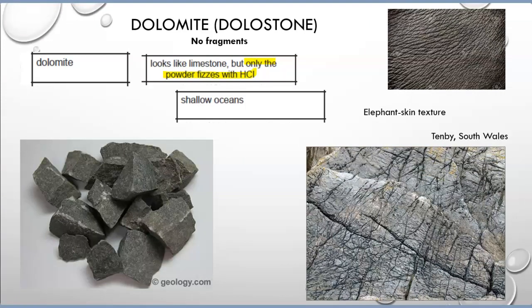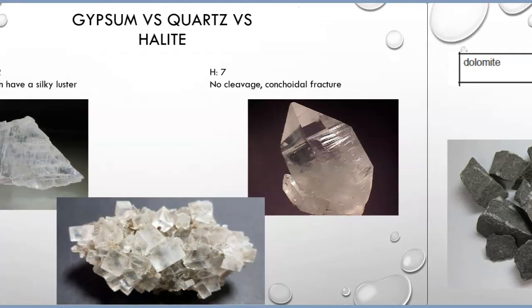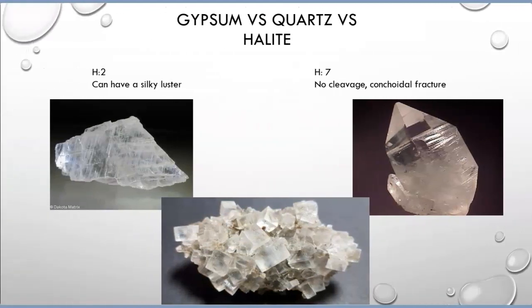Dolostone looks a little like limestone, but it is usually a little darker. Also, it has dolomite instead of calcite, so the rock will only fizz in powdered form. Dolostone has a great texture to it. It's called elephant skin texture. The real elephant skin is in the top right photo. Dolostone is on the bottom right. Depositional environment, shallow ocean.